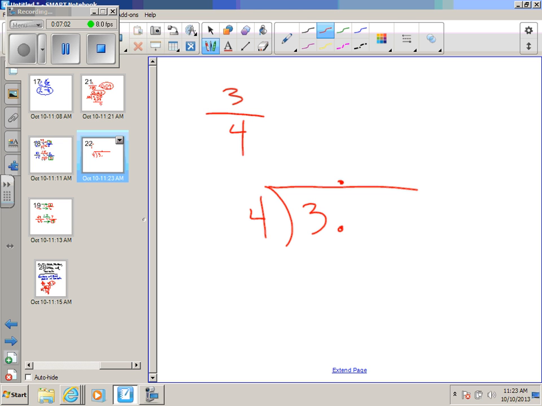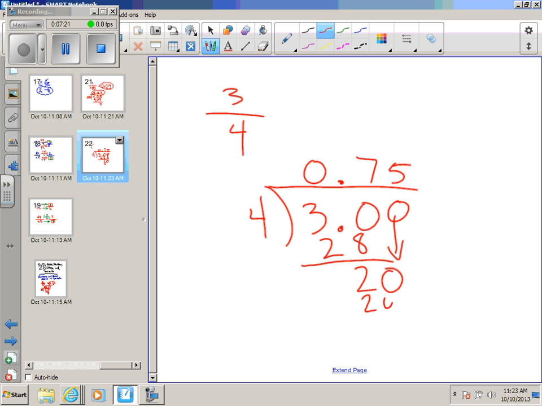So does 4 go into 3? No. 4 go into 30? Yes. How many times? 7 times is 28. 2 left. Am I done? No. No. 4 into 20. Your decimal, 0.75.